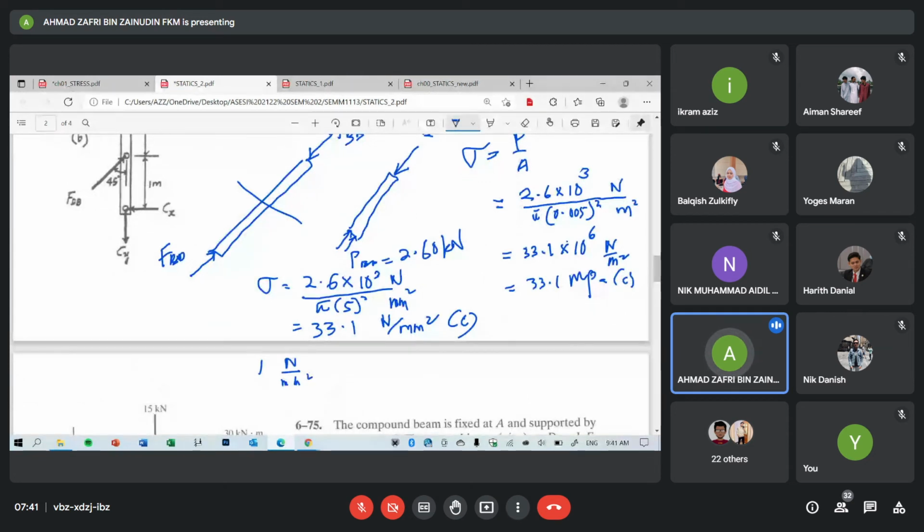Aidil, how do you convert millimeter square to meter square? Times 10 to the power of what? 1 millimeter square equals what meter square? You learned this in physics.